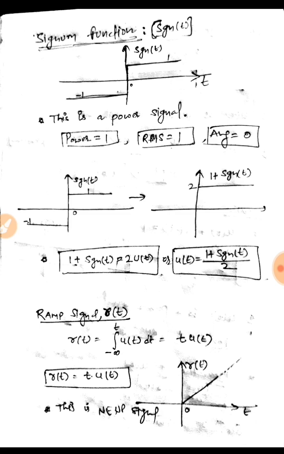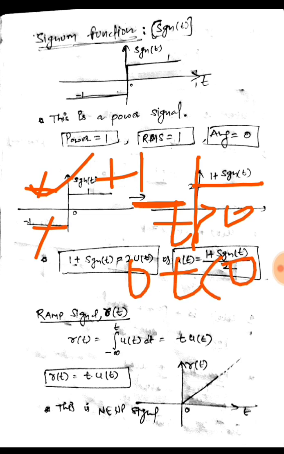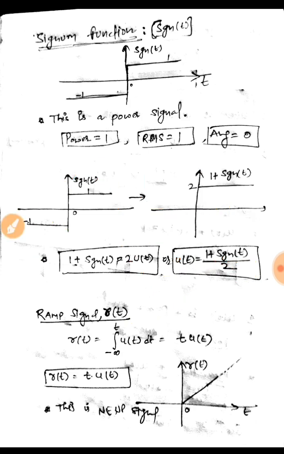Okay, now let's see some of the properties of signum functions. If this is our signum function and I add 1 to it, it becomes a signal that is 2 for t greater than 0, and 0 for t less than 0. So it would become 1 plus signum t, and it would look like this.